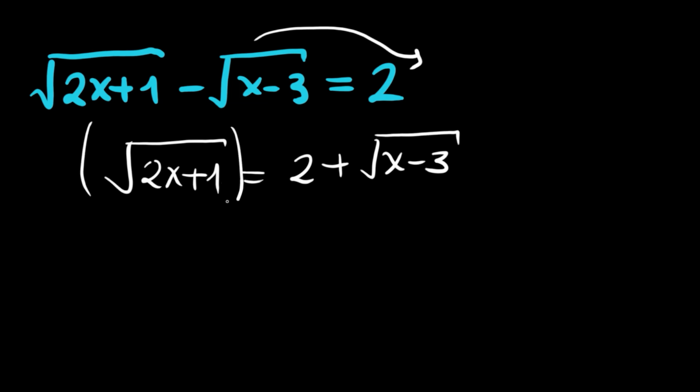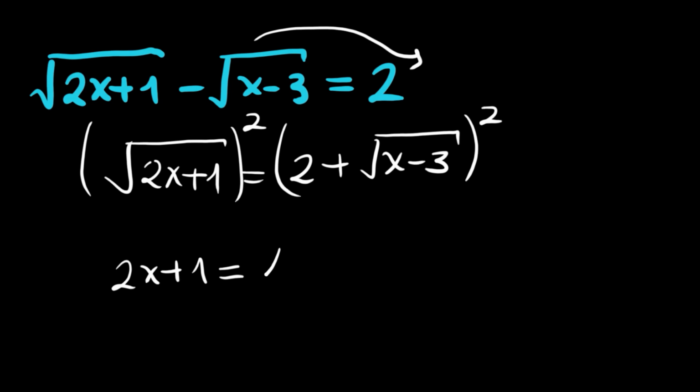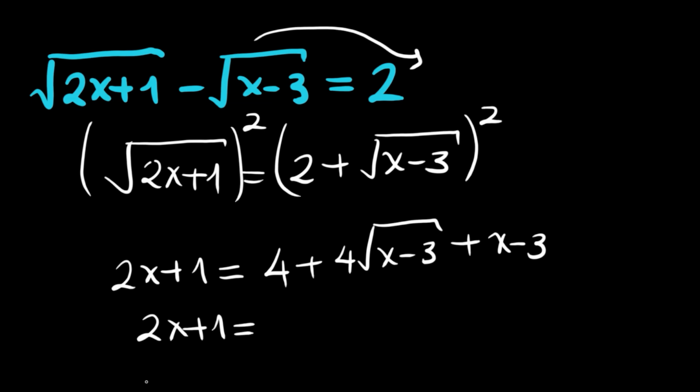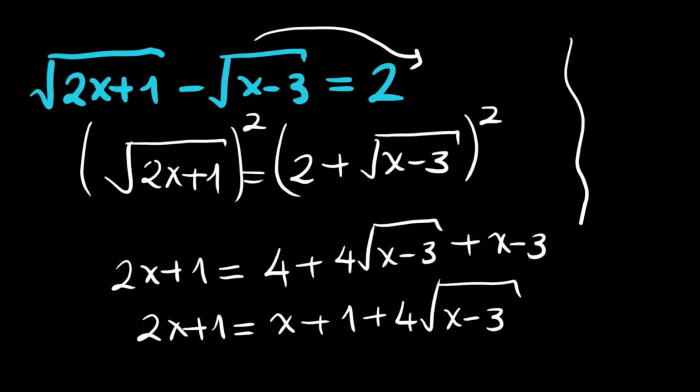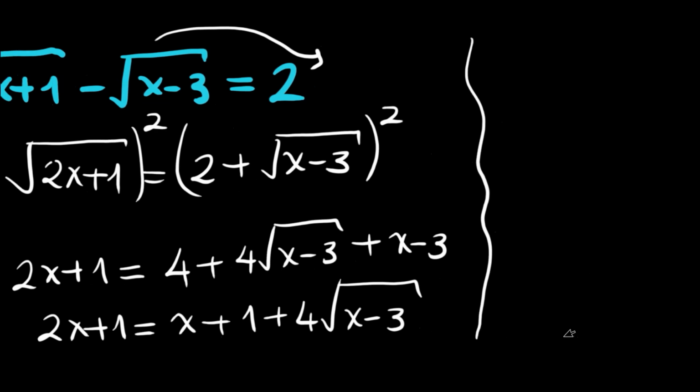Now we can square both sides and write the left hand side will become just 2x plus 1. The right hand side is 2 squared, which is 4, plus 2 times 2 times root x minus 3, which is 4 times root x minus 3, and root x minus 3 squared will be just x minus 3. From here we can also write 2x plus 1 is equal to x plus 1 plus 4 times root x minus 3. The 1 will be cancelled.